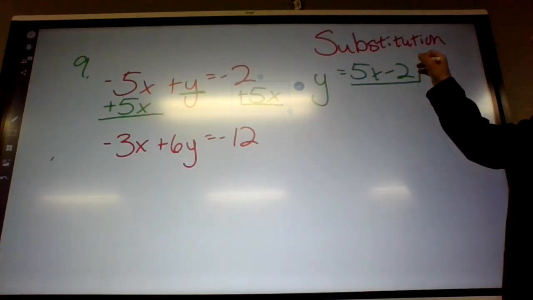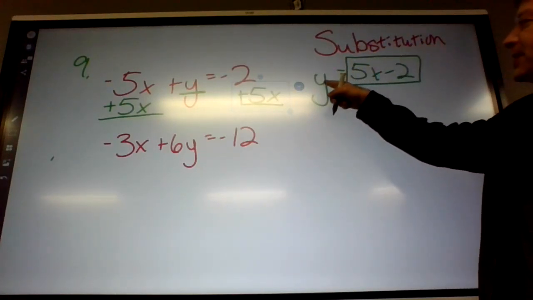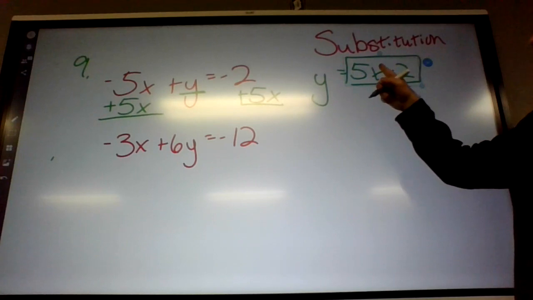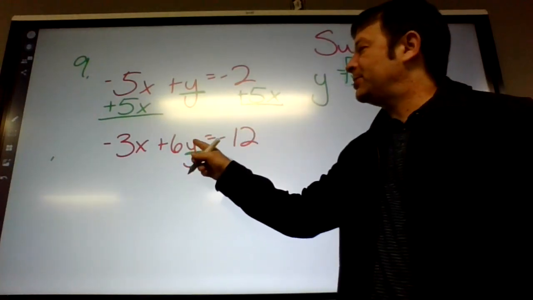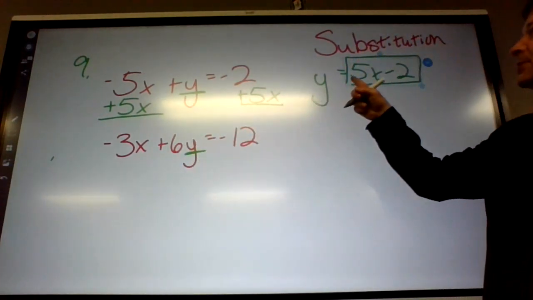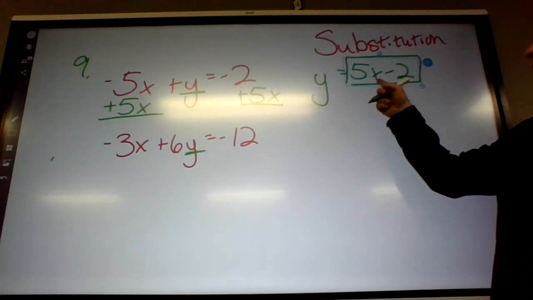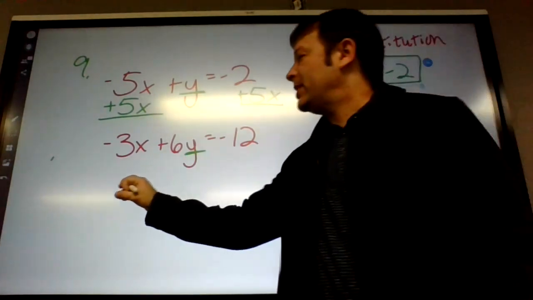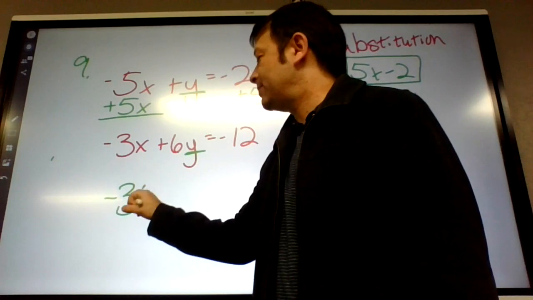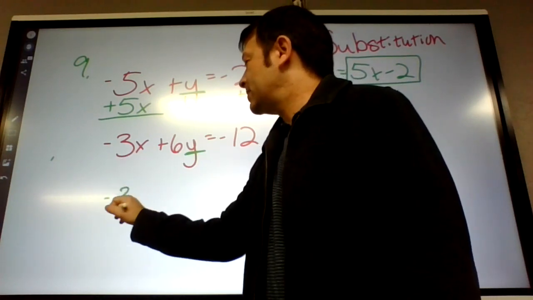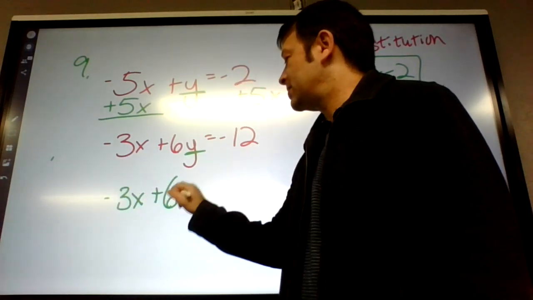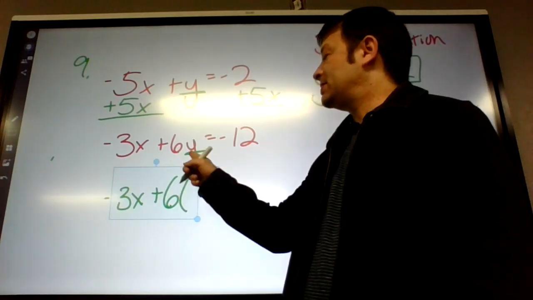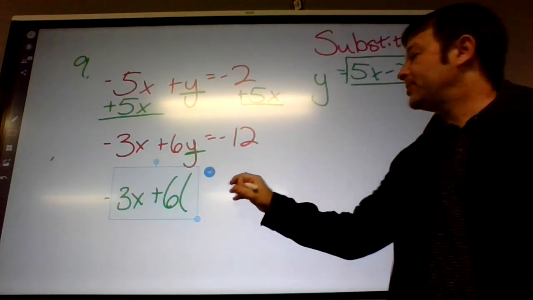So once you get y equals, since y is the same thing as this, y is equal to that, that means in the other equation we can replace this y, substitute that y with 5x minus 2. So I'm going to rewrite the second equation as negative 3x plus 6, but in times, instead of y, 5x minus 2.